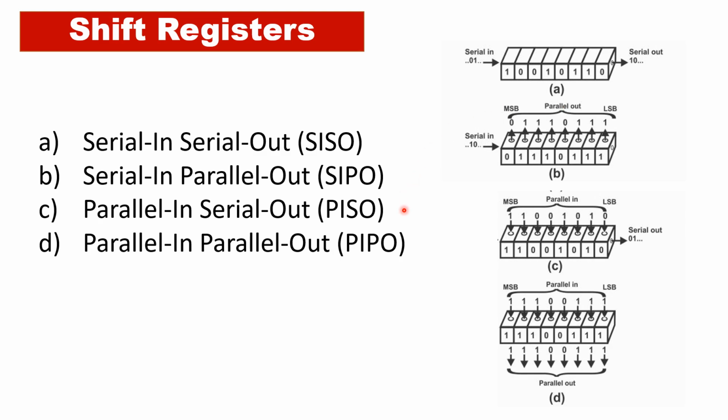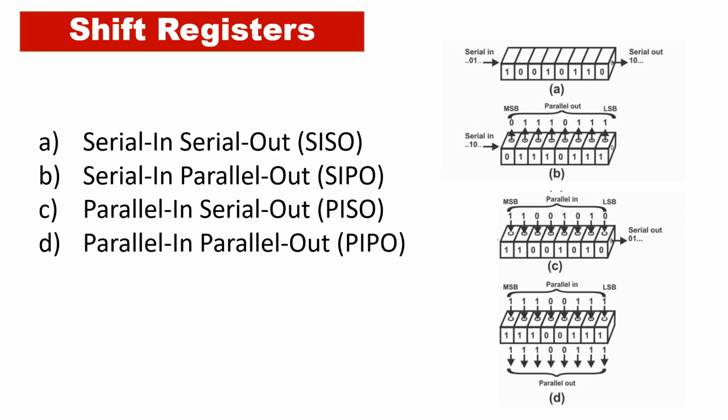Parallel in, serial out: data is loaded into the register in parallel, all bits at once, and then shifted out serially. Parallel in, parallel out: data is loaded in parallel and can be read out in parallel, making it faster for certain operations but less commonly used for shifting data.